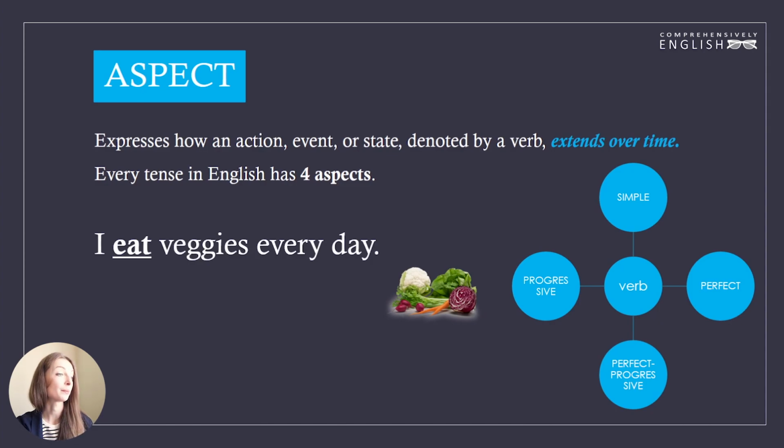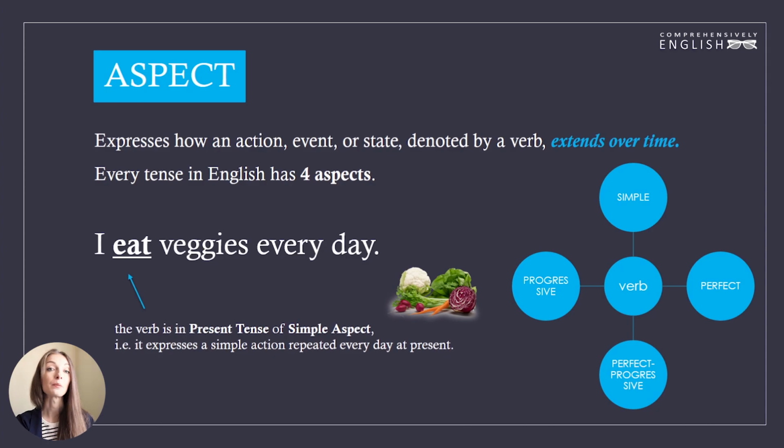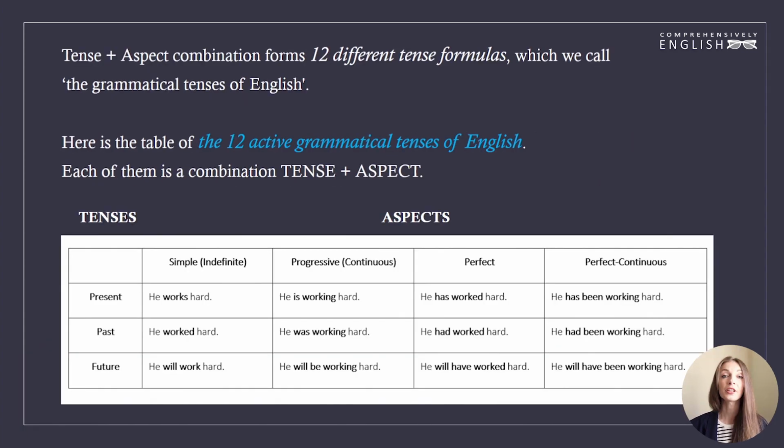Let's look at this example. I eat veggies every day. The verb eat is in present tense of simple aspect, i.e., it expresses a simple action repeated every day at present. So we have the present simple tense, I eat. This combination, tense plus aspect, forms 12 different tense formulas. And as I have already said, we call them the grammatical tenses of English.